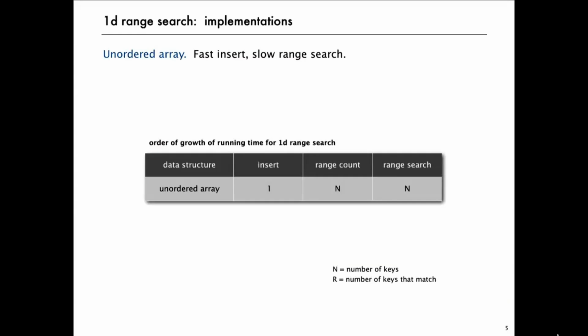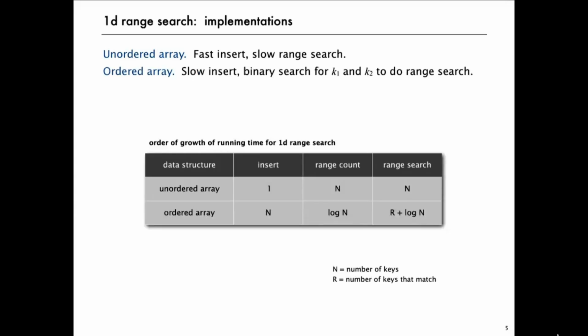We might consider keeping the things in an unordered array. Just put them in an array, and then, well, insertion is fast. We just add it to the end of the array. We might have to use resizing to make the array grow. But this is unattractive because for large numbers of keys, in order to count the keys that fall within a given range, you have to go through all the keys and test whether they're in the range or not, and to return them the same way. So it takes linear time for a large number of keys.